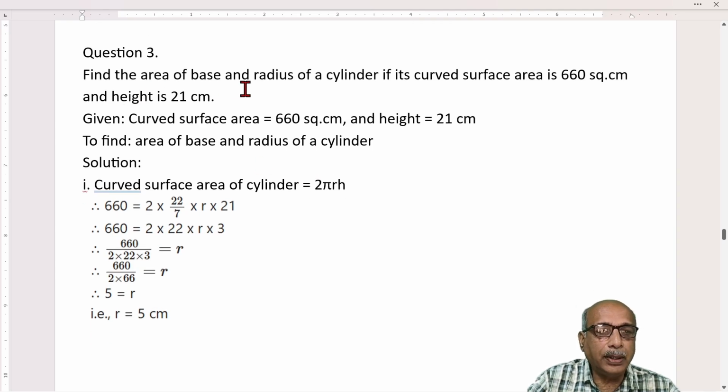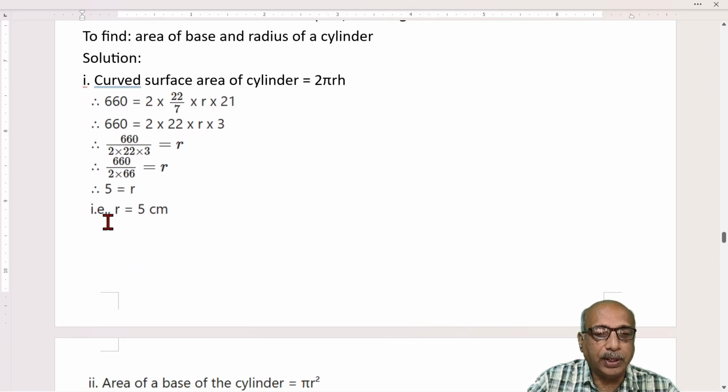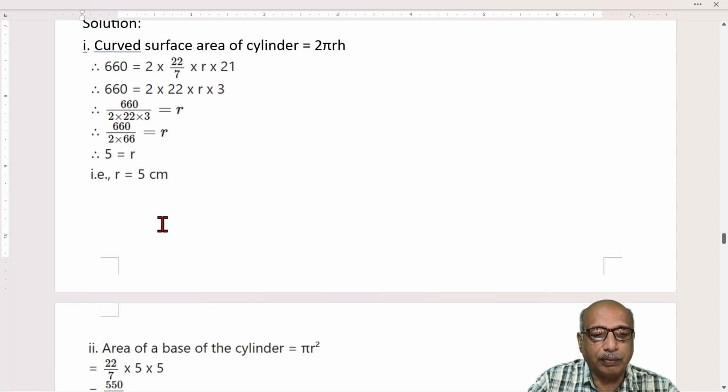Question 3. Find the area of the base and radius of the cylinder if its curved surface area is 660 square centimeter and height is 21 centimeter. Formula for the curved surface area is 2 pi r h. Curved surface area is given, 660 equals 2 into 22 by 7, r is not given, h is given, 21. You know how to simplify this by cross multiplication. Simplify, r value will come to 5. That is, radius equals 5 centimeter.